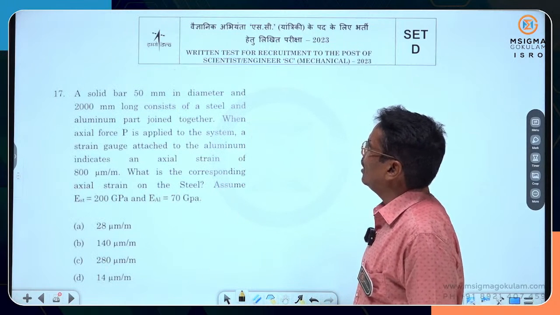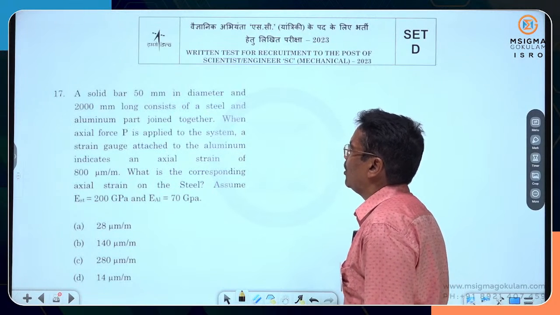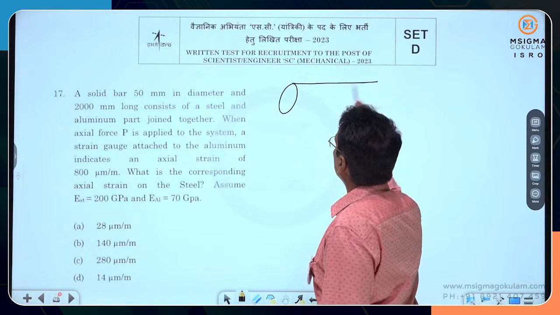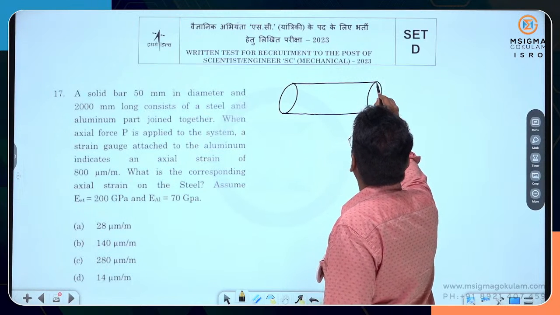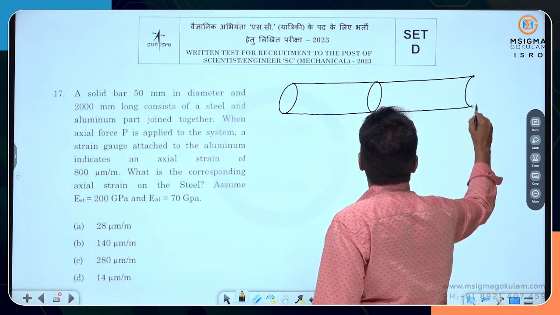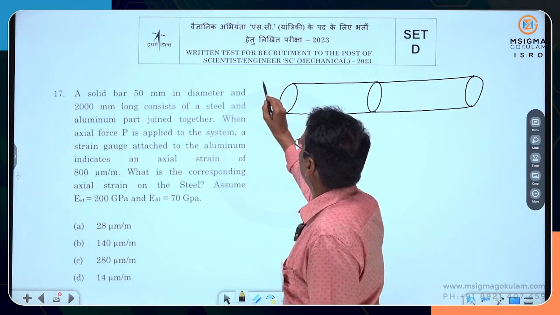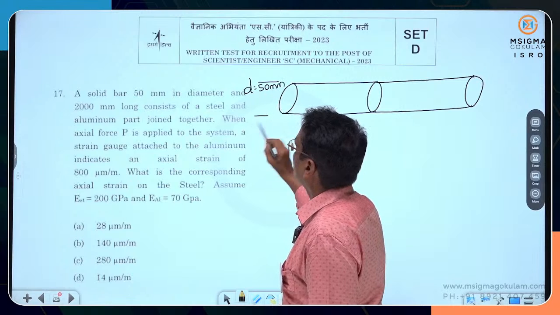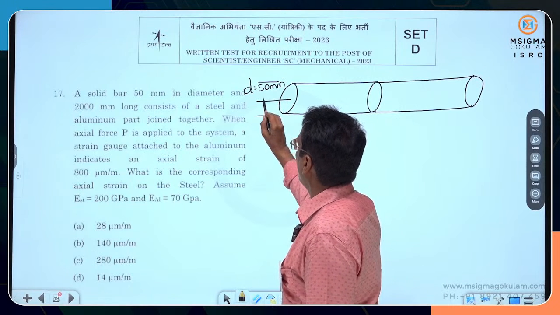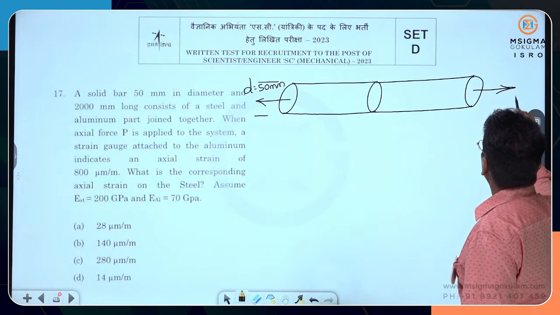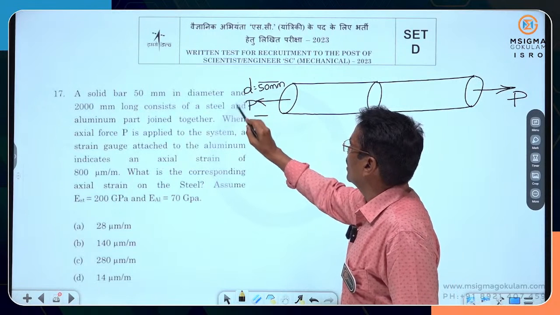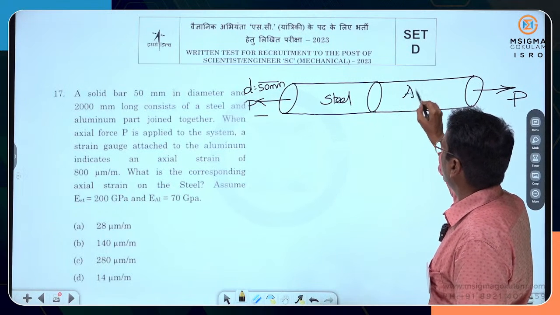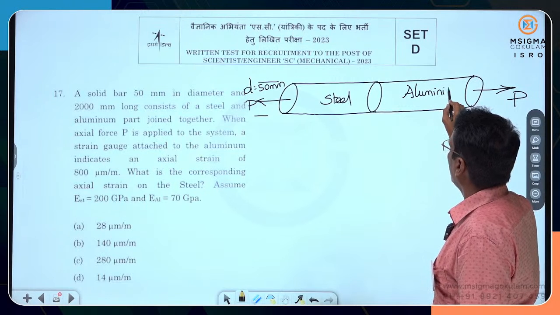A solid bar 50 mm in diameter and 2000 mm long consists of a steel and an aluminum part joined together. This is the steel part. This is the aluminum part, right? Diameter is 50 mm. When an axial load is applied to the system, obviously there are tensile stresses exerted in the steel and in the aluminum part. They may have different lengths also.